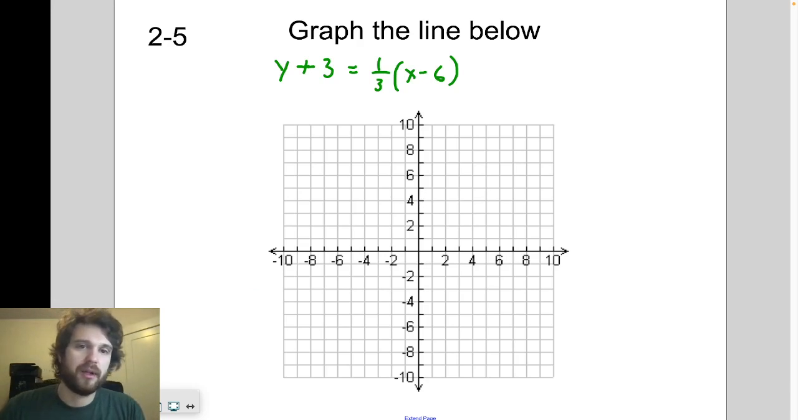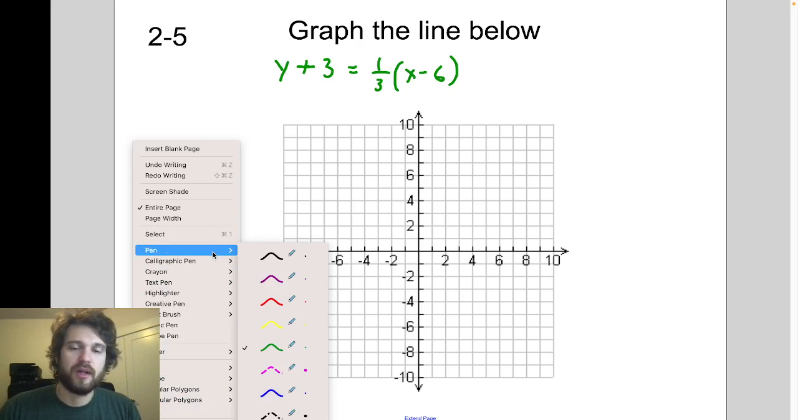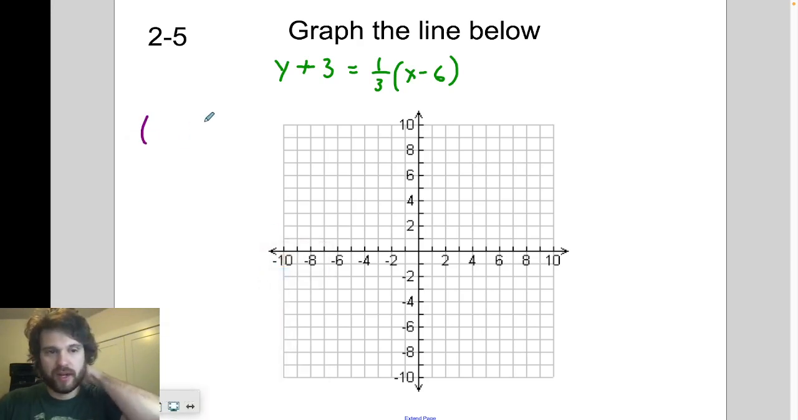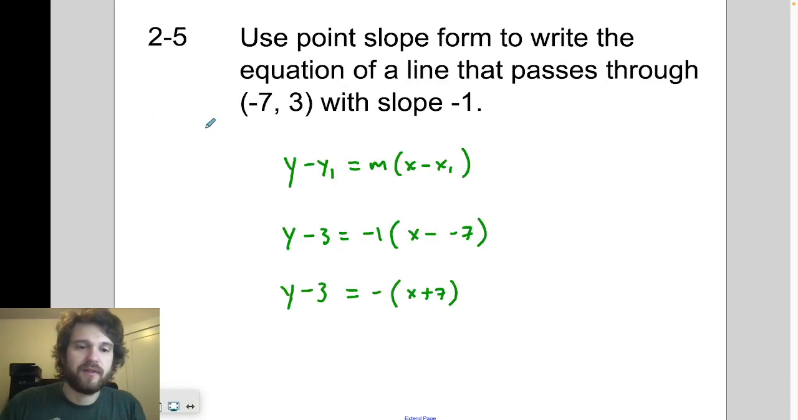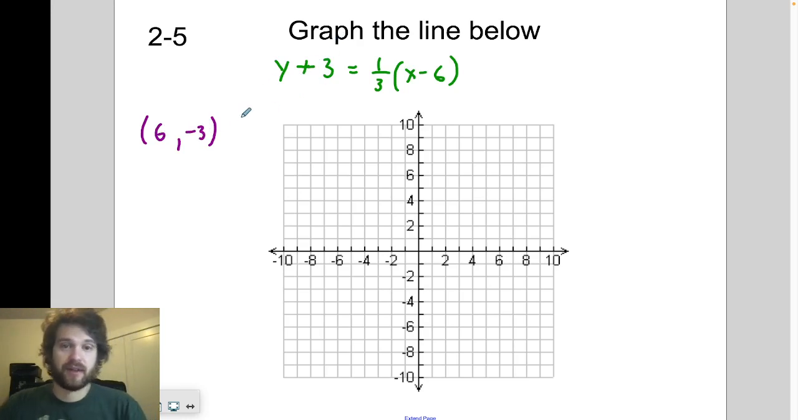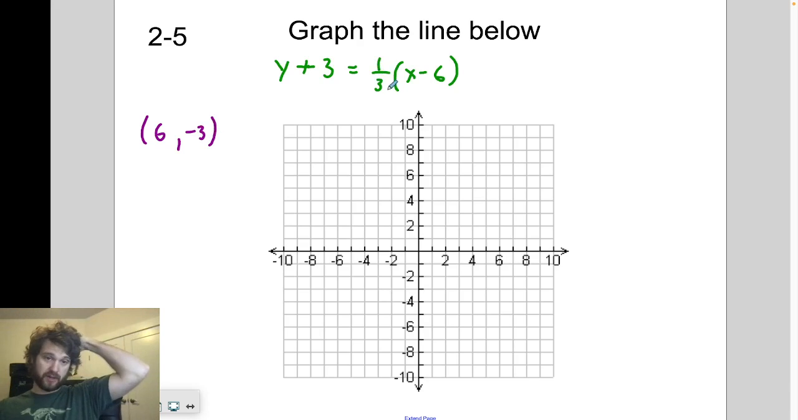Graph the line below. y plus 3 equals 1/3 times x minus 6. Okay, so first of all, what point does this pass through? If you see how these are opposites, negative, positive, positive, negative, I can go to my equation and say, well, what are we subtracting from x? We're subtracting 6, right? So do the opposites, negative here, positive there. What are we subtracting from y? We're subtracting negative 3. So it's positive here, ends up negative there. And here's my slope, 1/3.